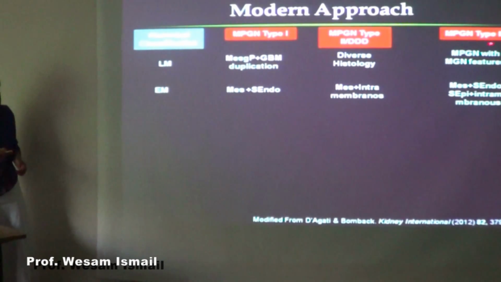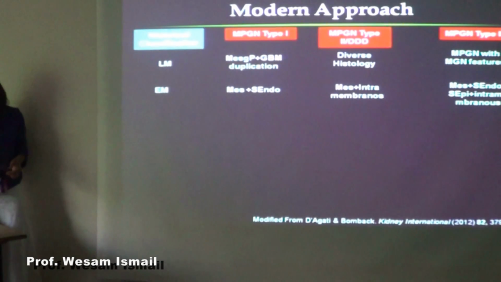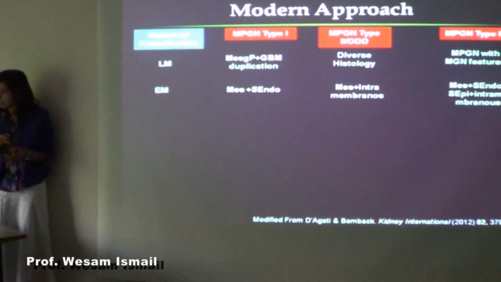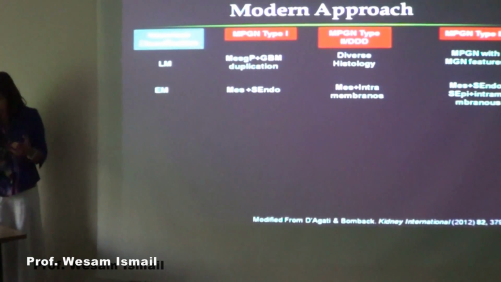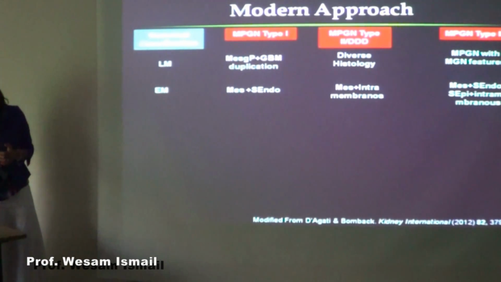And in type 3, you have the MPGN with the membranous features, and you have all forms of deposits. They can be mesangial, subendothelial, subepithelial, plus or minus intramembranous. The nature of the deposits are close. Where? The dense deposit. They are filtration, they are C3 named.